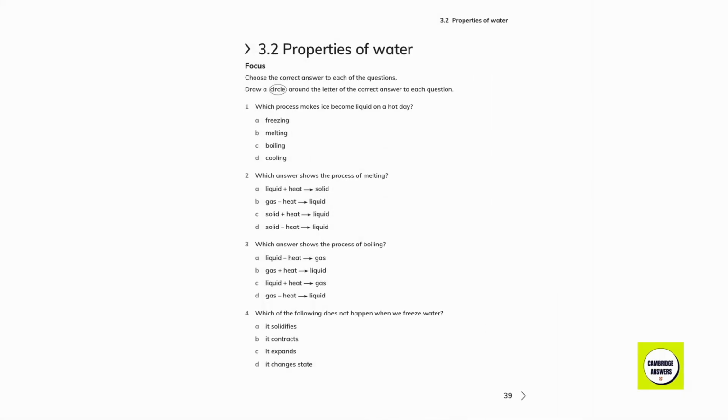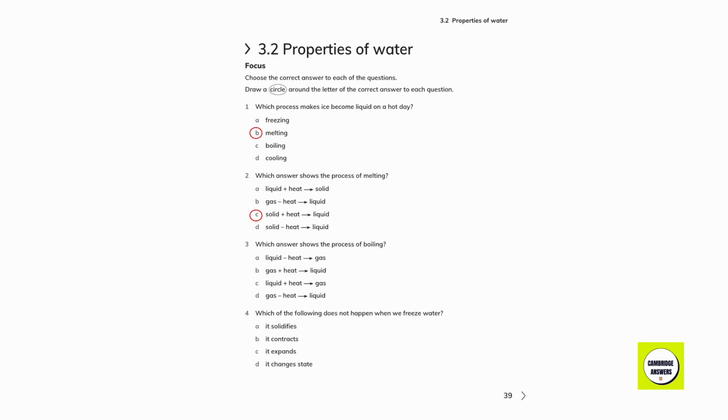Exercise 3.2 Properties of water. Choose the correct answer to each of these questions. Draw a circle around the letter of the correct answer to each question. Which process makes ice become liquid on a hot day? Melting. Which answer shows the process of melting? Solid plus heat gives you a liquid.